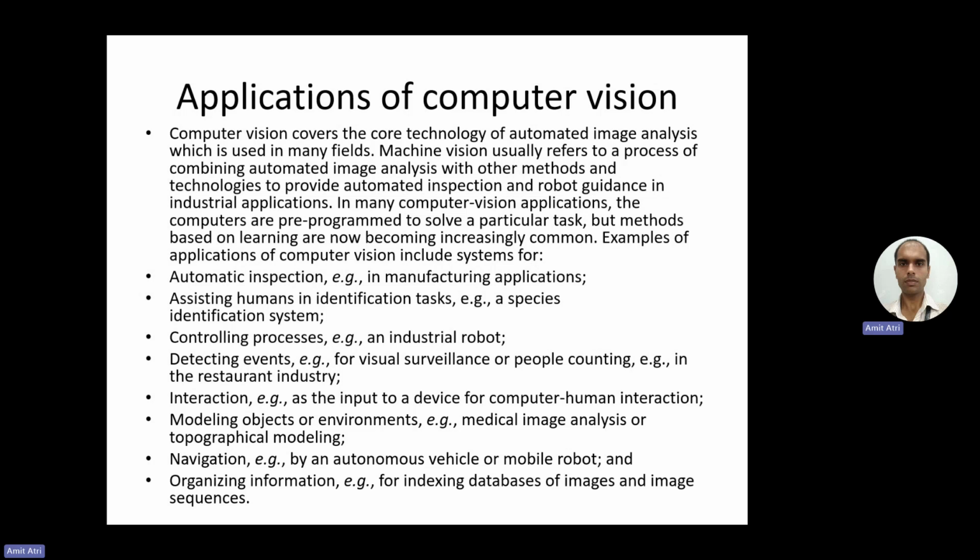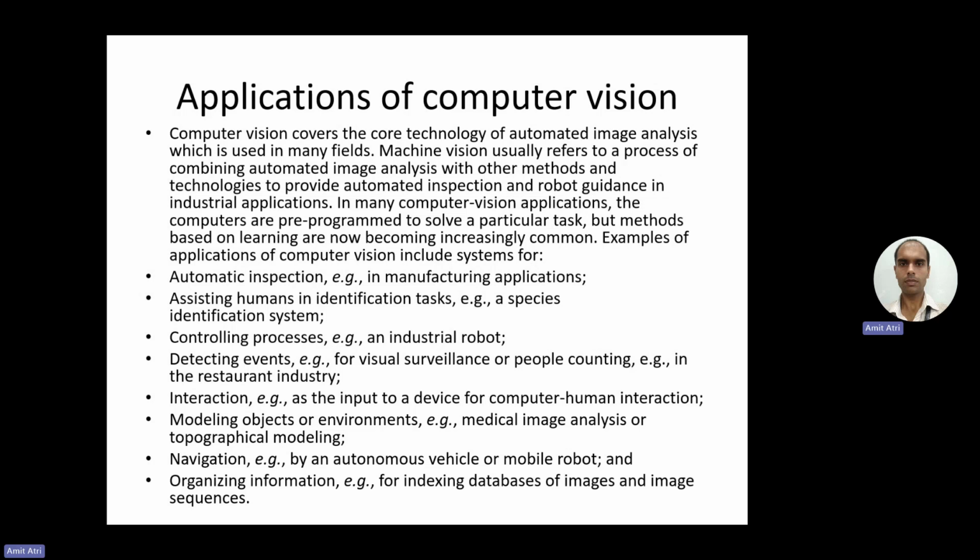So this could be in a manufacturing application. Then another application could be assisting humans in identification tasks, like a species identification system. Then controlling processes, so this could be an industrial robot. Then detecting events, for example visual surveillance or people counting, also in the restaurant industry.